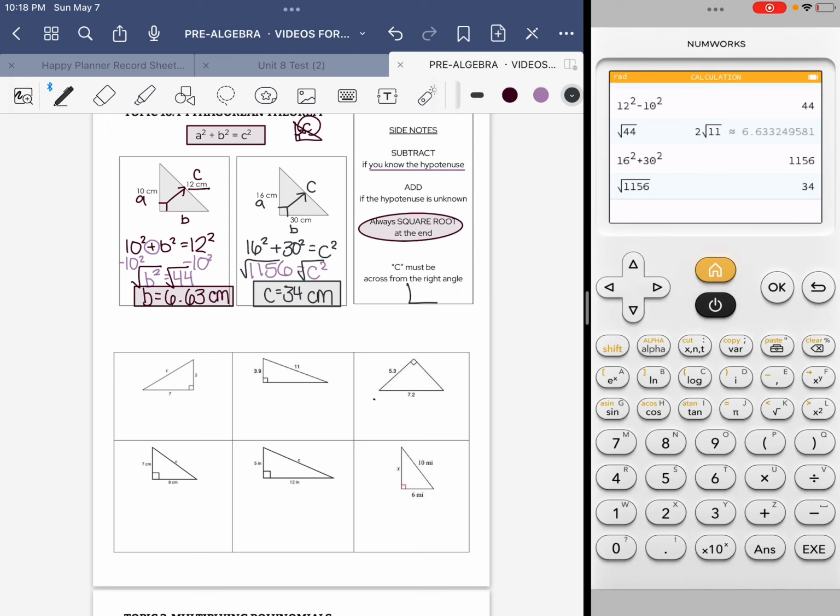Just remember, here's the right triangle, here's the right angle. C always has to be across from it.